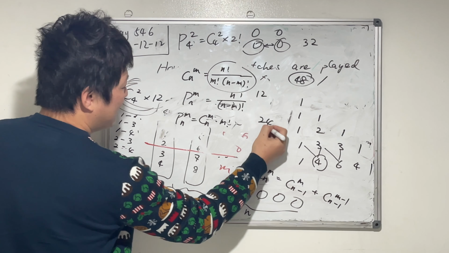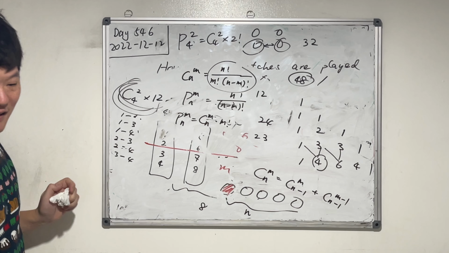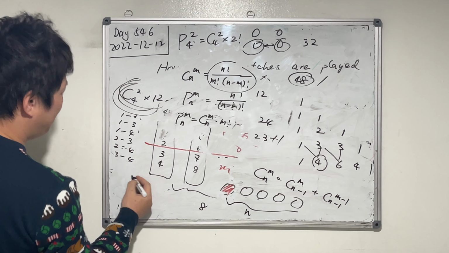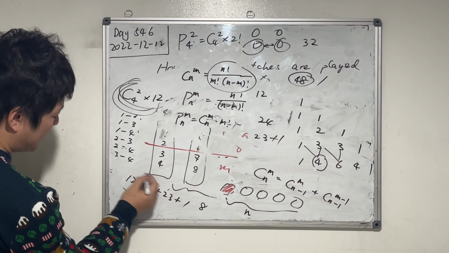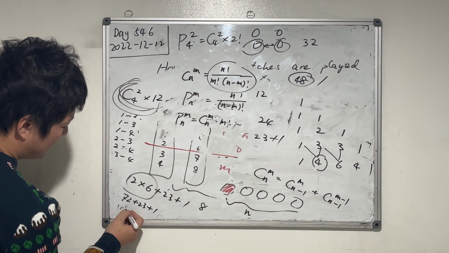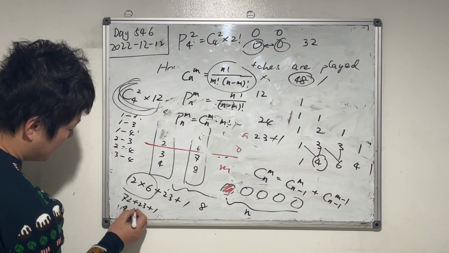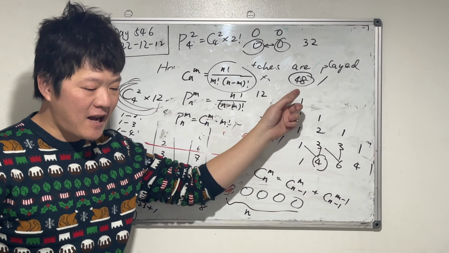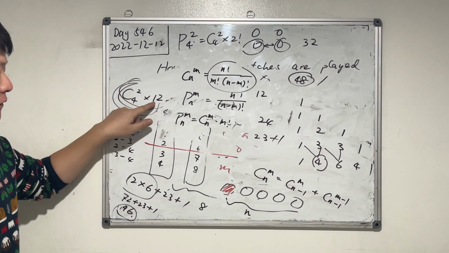After the group stage, how many teams are left? 24, right? So we need to play 23 more matches to eliminate, and plus 1. So it's 72 plus 23 plus 1. What's this number? 96.